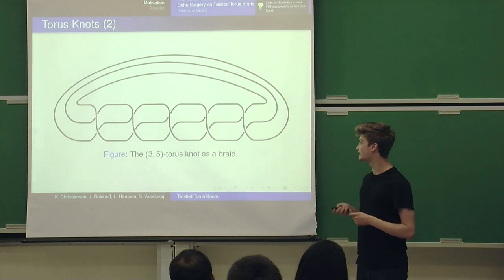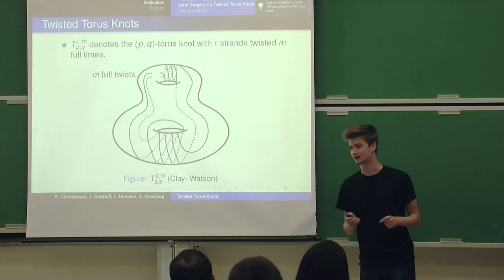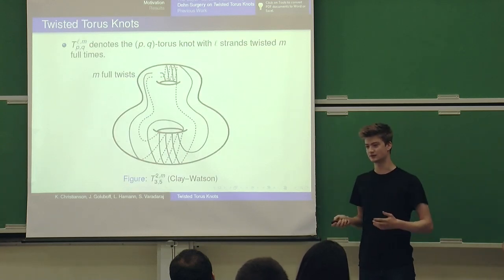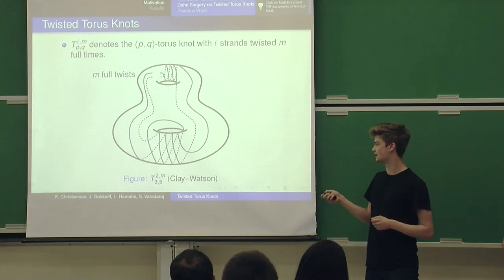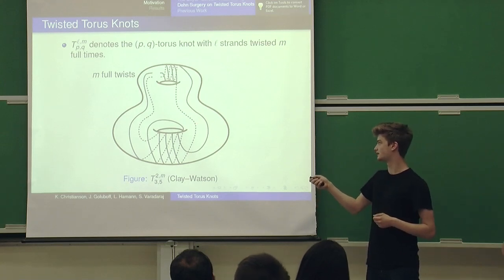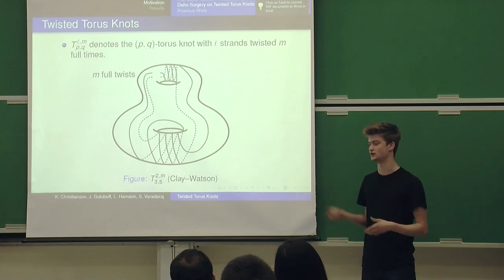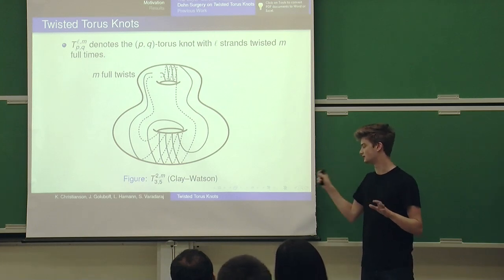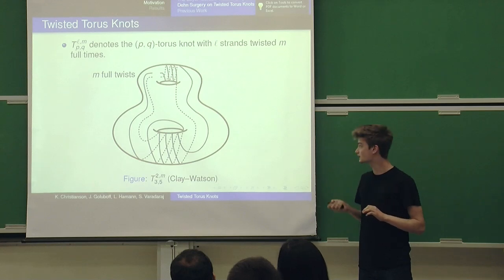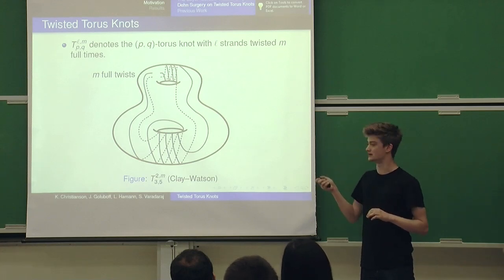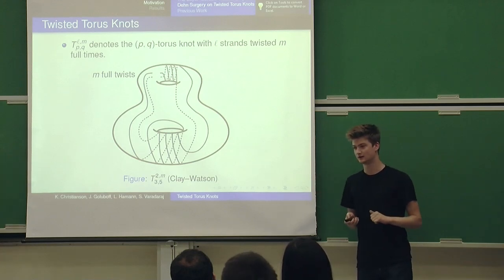So slightly more complicated than this is the twisted torus knot. What you do in the case of the twisted torus knot is you take your T(p,q) torus knot, you take L of those strands, then you put N twists on them. And you can view this as the knot sitting on a genus 2 surface. So it looks something like this, and we call this the T(p,q;L,N) twisted torus knot.